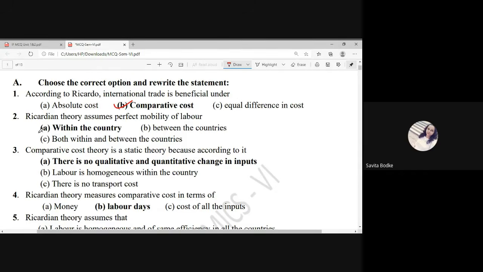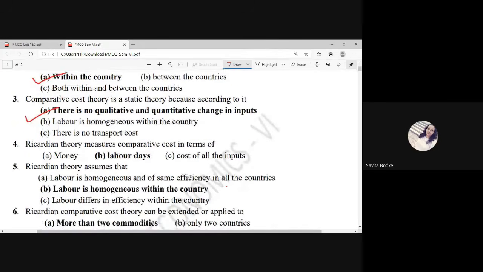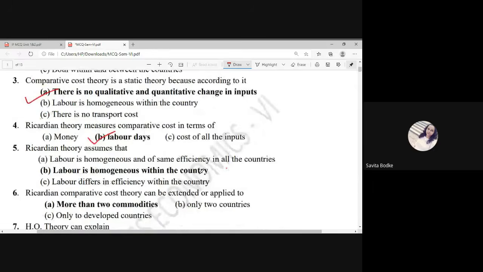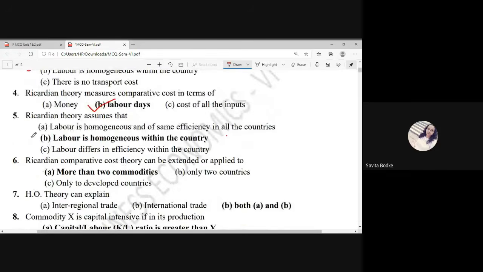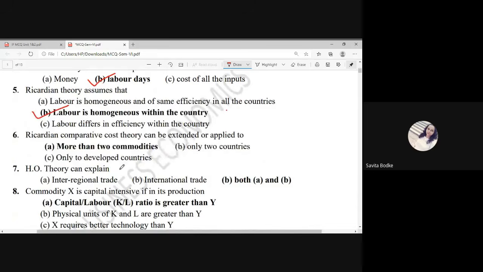Next one is, Ricardian theory assumes the perfect mobility of labor within the country. Next one is, comparative cost theory is static because according to it there are no qualitative and quantitative changes in the inputs. Next one is, Ricardian theory measures the comparative cost in terms of labor days. Next one is, Ricardian theory assumes that labor is homogeneous within the country. Next one is, Ricardian comparative cost theory can be extended or applied to more than two commodities.